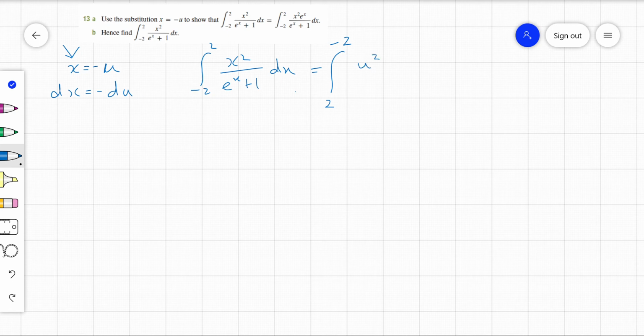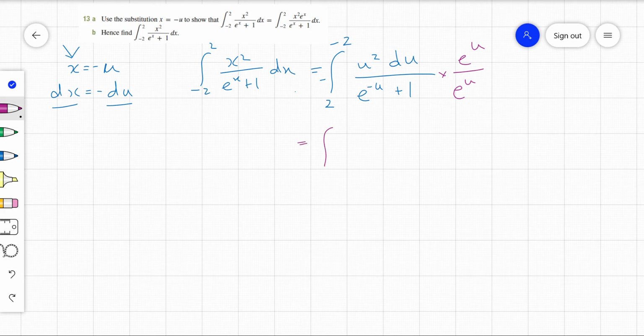Instead of dx, remember I'm putting in minus du, so I'll put a minus out the front, so dx becomes du. And on the bottom I've got e to the x, so x is now minus u, plus 1. What I can do there is also multiply by e to the u on e to the u, so I'm multiplying by 1, just to get the bottom back to 1 plus e to the u. So let's have a look at how that happens.